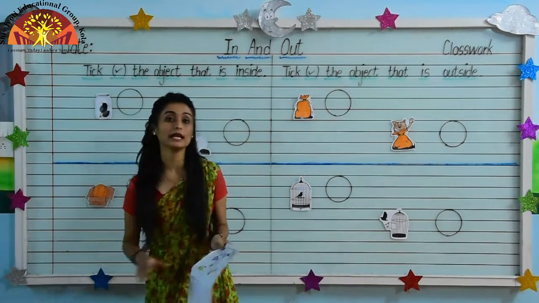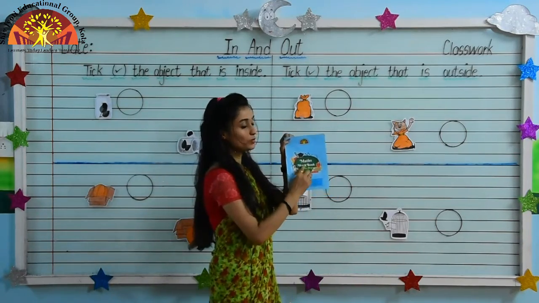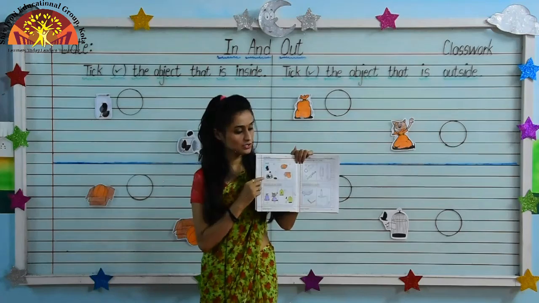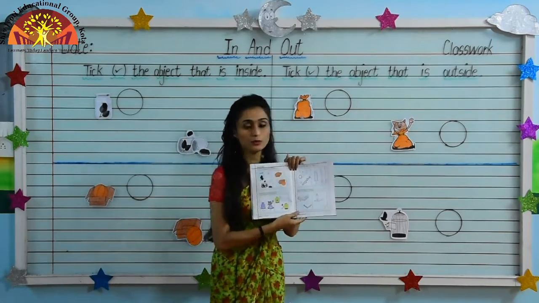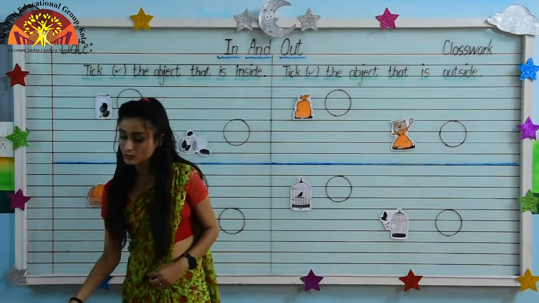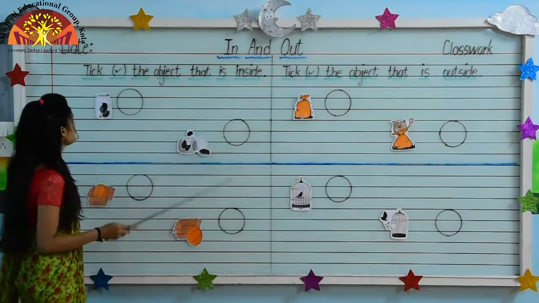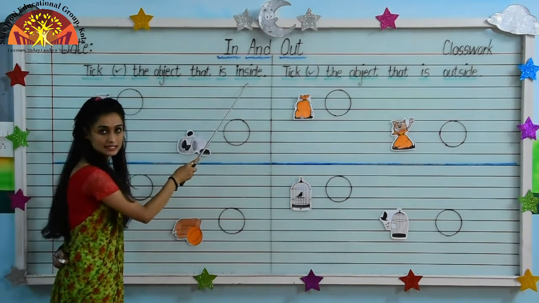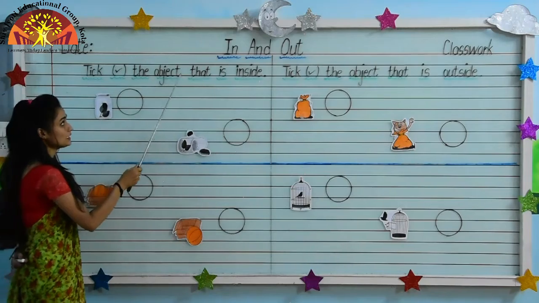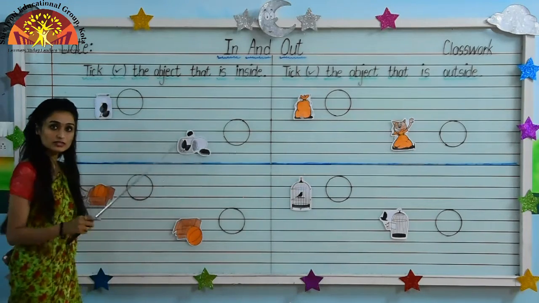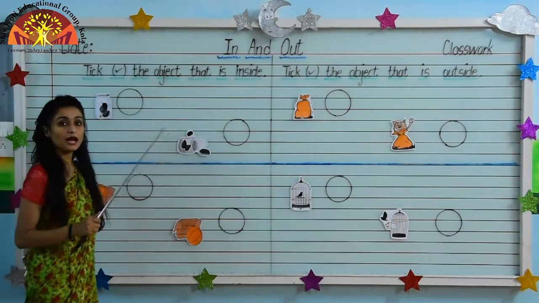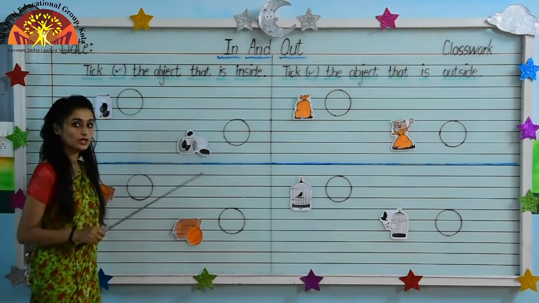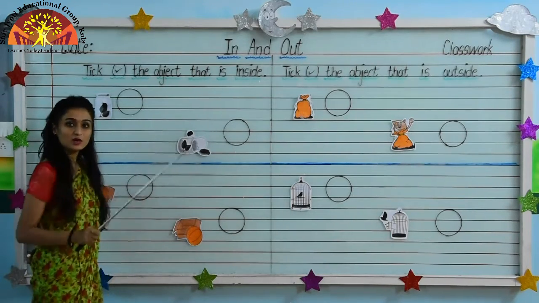Now we are going to do an exercise in maths workbook, okay, on page number 6. Kids, do not forget to mention date and classwork on the top, okay. So let's read the question first. What is our question, kids? Tick the object that is inside. As you can see kids, here are some pictures given and we have to tick the picture which is having the object inside, okay.